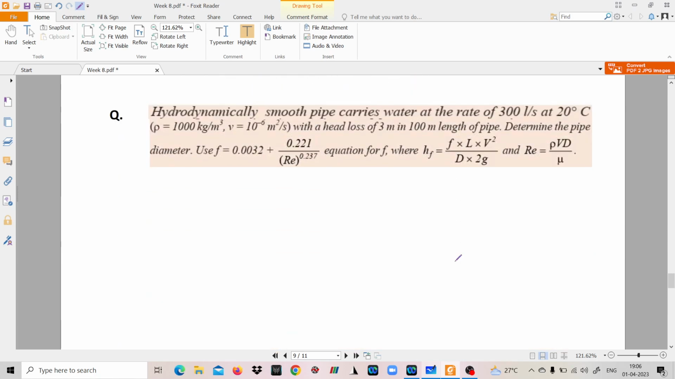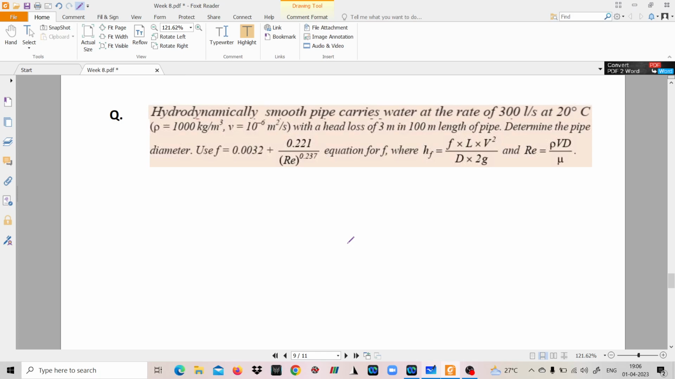and then let's move to the last problem of this session. A hydrodynamically smooth pipe. Now what is a hydrodynamically smooth pipe? A hydrodynamically smooth pipe is one where the roughness elements lie well within the viscous sublayer, or the roughness does not protrude above the viscous sublayer.